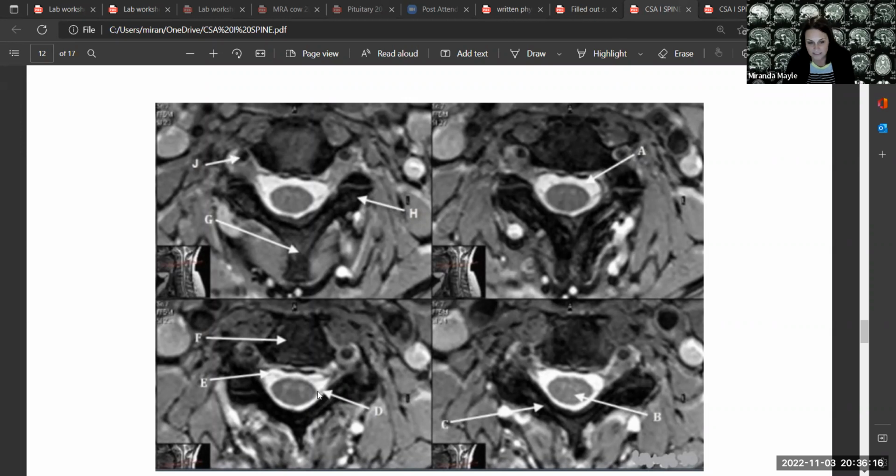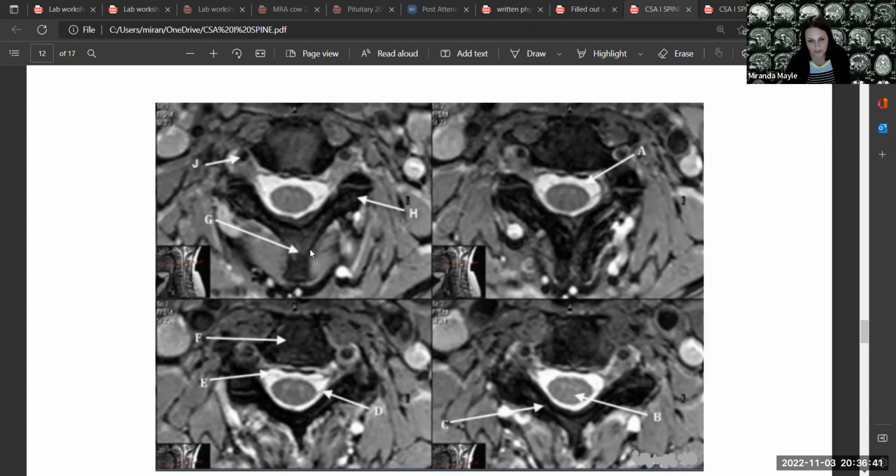So here, D, this dark line you see, is our dorsal nerve root, most posterior, meaning dorsal, towards the back. Then we have one that's coming off anteriorly. This is our ventral nerve root. Remember, ventral means towards the front. So the anterior one is the ventral nerve root, posterior is the dorsal nerve root.